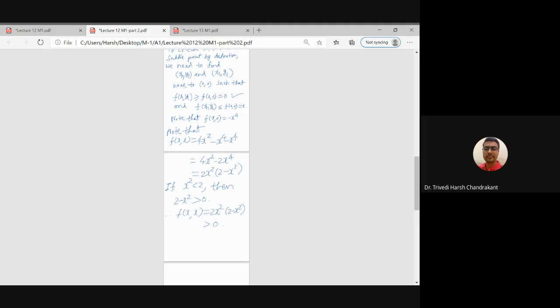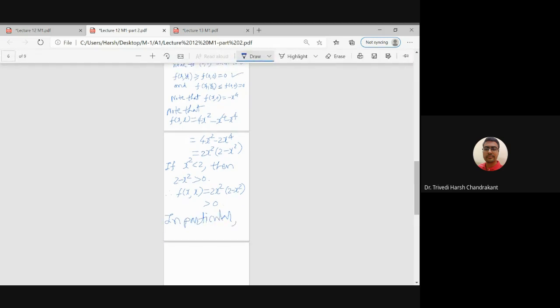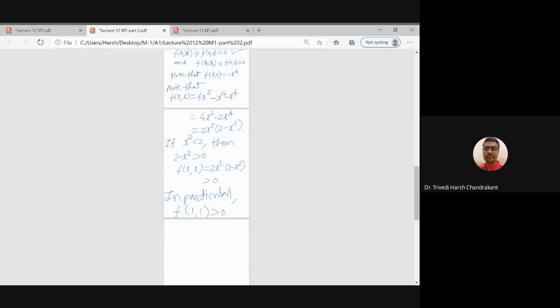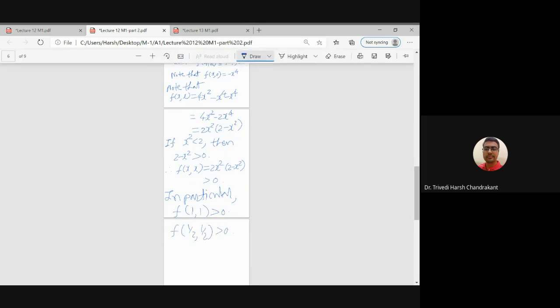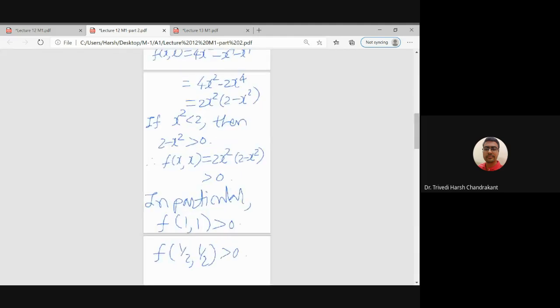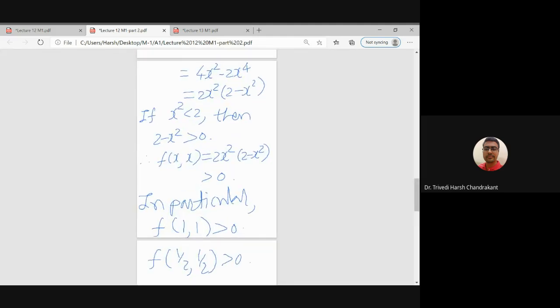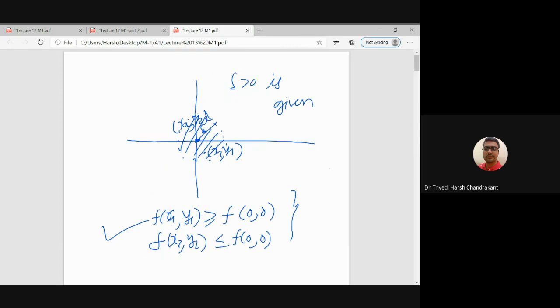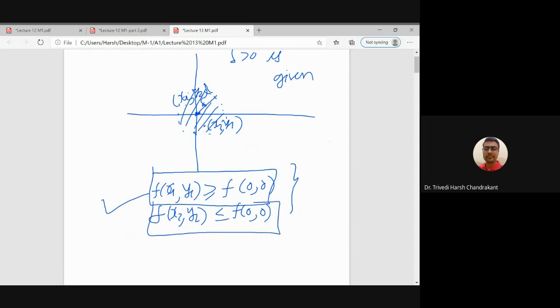In particular, let us say f of 1 comma 1, which is greater than 0, right? Even we can take f of half, this is also greater than 0, and so on. So whatever small value we take, we always get a point inside this circle whose value is bigger than or equal to f of 0, 0, and another point whose value is less than or equal to f of 0, 0.